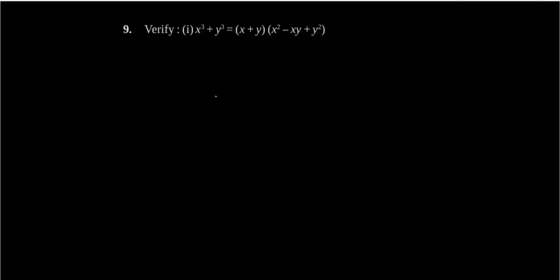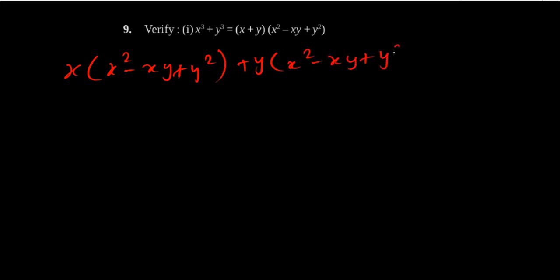Next one, verify x cube plus y cube equal to (x plus y) into (x square minus xy plus y square). So here, if we multiply these two factors, we need to get this polynomial. So let me multiply this one. With x we need to multiply this polynomial, plus y also we need to multiply this. So x times (x square minus xy plus y square), same way plus y into (x square minus xy plus y square).